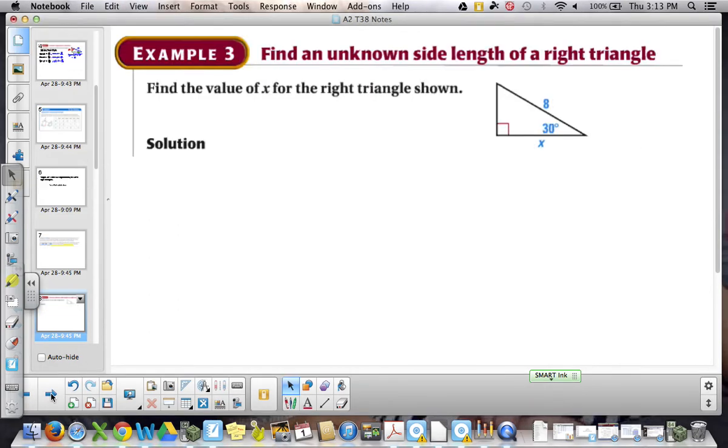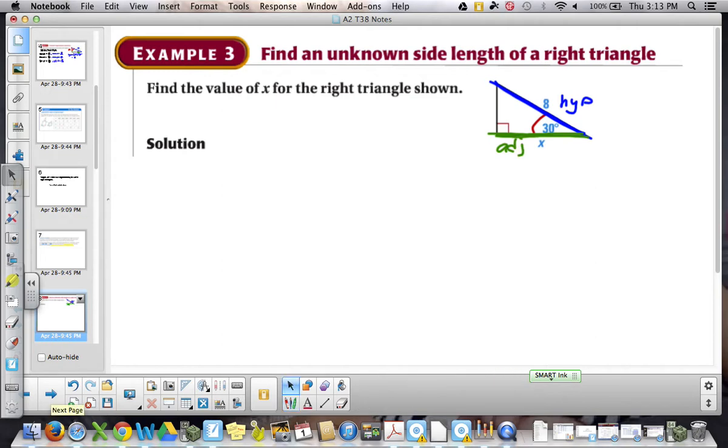So let's start with an example. We want to find the value of x for the right triangle shown. In order to do this, we look at the angle that we know, which is 30 degrees right here. Based on that, we look at what sides we know and what side we're trying to find. We have the longest side here, that's the hypotenuse. And the side that we're looking for is the other side that helps create the angle, so we know that is the adjacent.